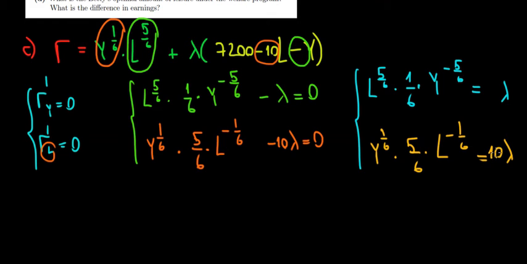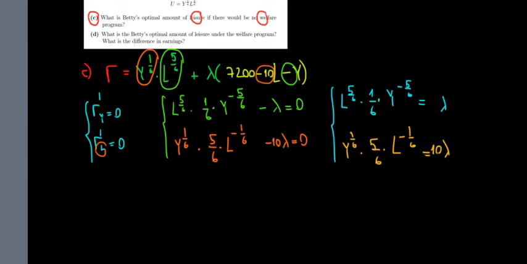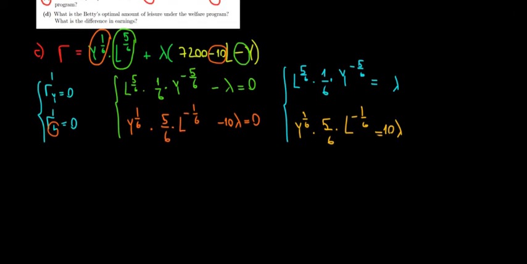What we can do now is to divide the second equation on both sides by 10 so that we're left only with lambda, because then we can make lambda equal to lambda and we will find a certain relationship between L and y. That's how we solve the Lagrange. So let's do so. Let's go over here below.